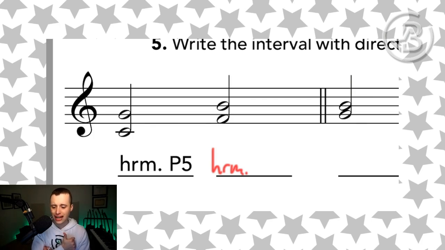From F sharp or G flat to G, that's another half step. From G to G sharp or A flat, that's another half step. From G sharp or A flat to A, that's another half step. That's 4 half steps so far.